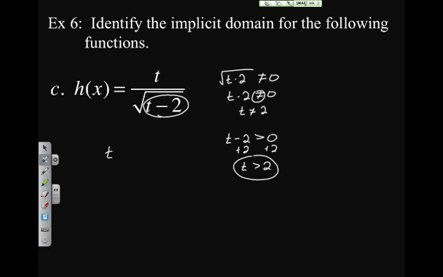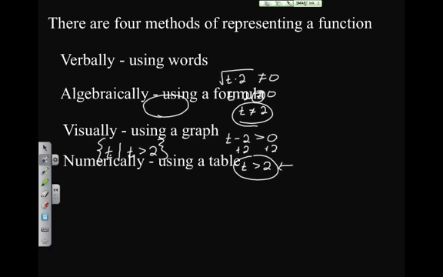So our domain is t's, any t such that t is greater than 2, and we put our braces around it. Notice I don't have to repeat that because this one already says t can't be equal to 2. So I don't have to repeat it.